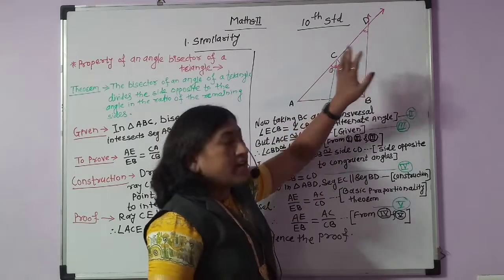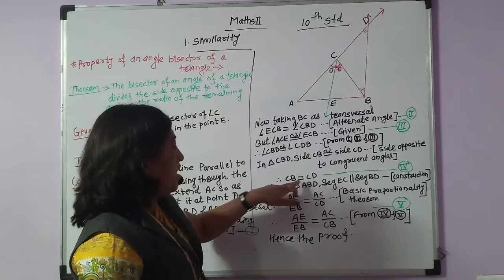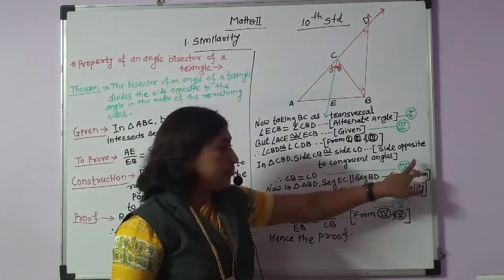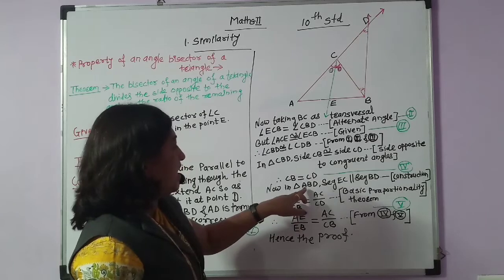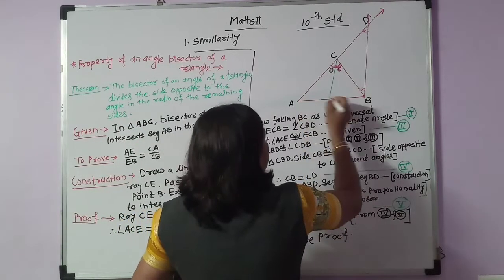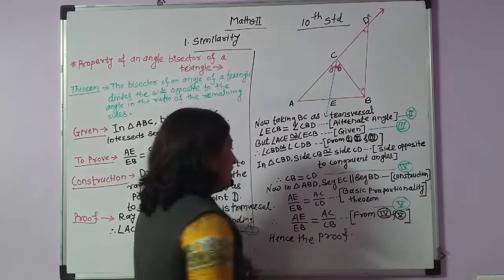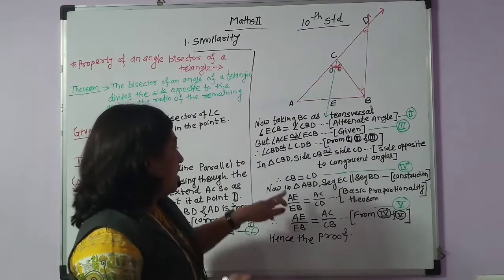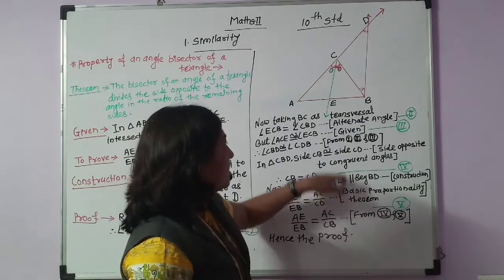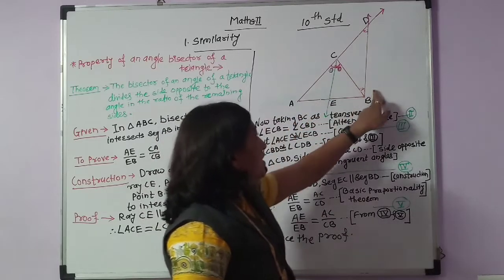If angles are congruent, then the sides opposite to them are congruent. Therefore, CB equals CD. This is our equation number 4. Now, in triangle ABD, this greater angle ABD, in this triangle ABD, seg EC is parallel to seg BD.